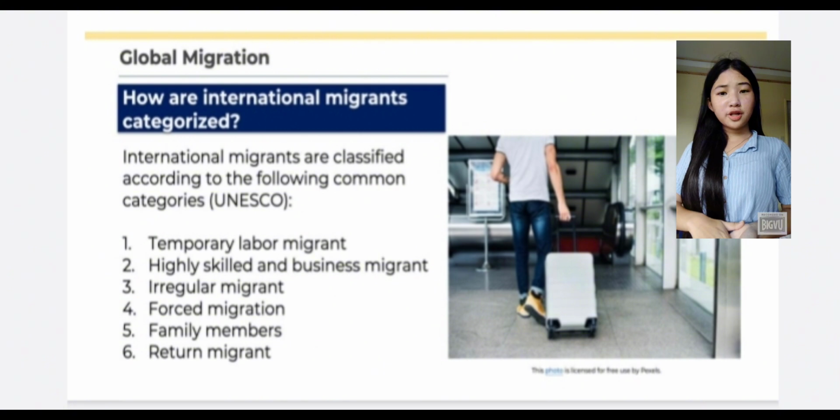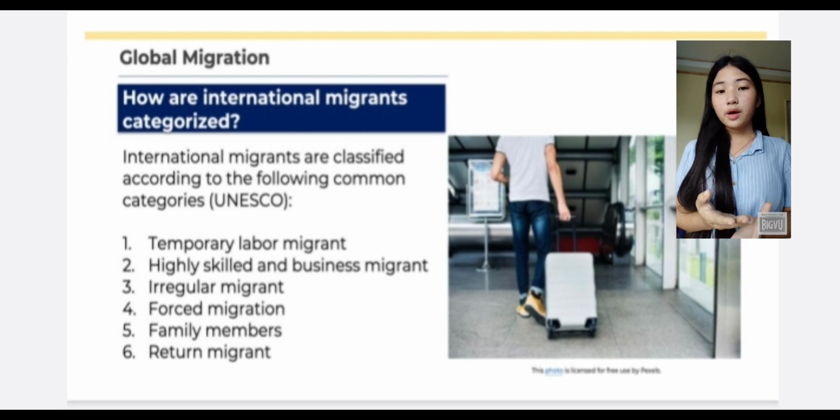How are international migrants categorized? International migrants are classified according to the following common categories in UNESCO. First is temporary labor migrant, highly skilled and business migrant, irregular migrant, forced migrant, family members, and return migrant.